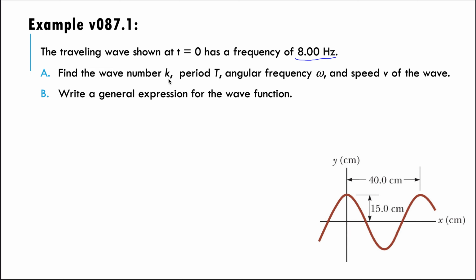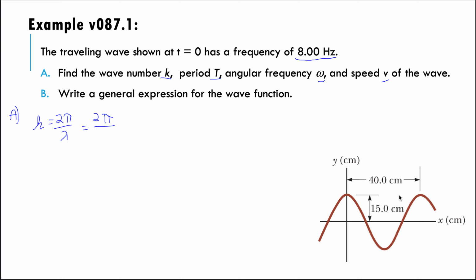We want to find the wave number, the period, the angular frequency, and the speed of the wave for part A. So this will be a lot of plug and chug. The wave number k was defined as 2 pi over lambda. So we're going to plug in 2 pi divided by the wavelength.